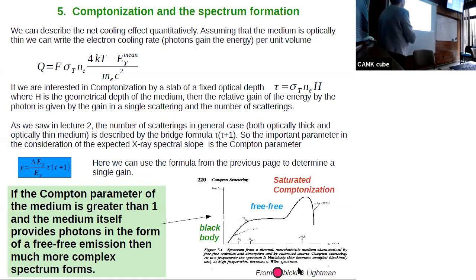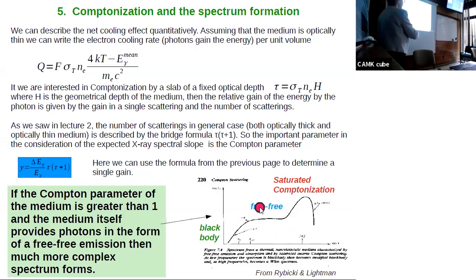So this is the spectrum which I copied from the Rybicki and Lightman book. The spectrum looks quite different, because first of all, since the number of scatterings is huge, most photons pile up at the maximum energy around 3kT. So they form a component which almost looks like a black body.